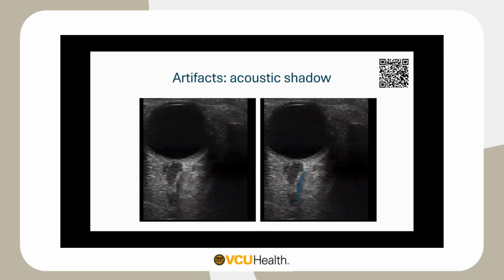Acoustic shadowing is another one. This mostly happens if your image hits the optic nerve head at an angle, causing either a refraction artifact or shadowing artifact, and you get this black structure that is not really there.